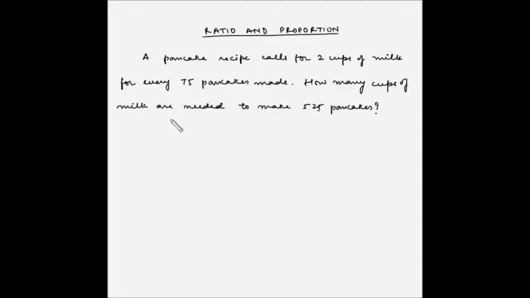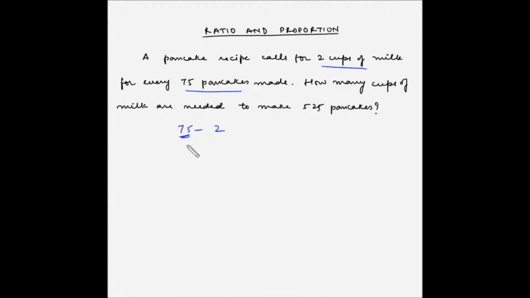So here there are multiple ways of arriving at the solution. But let's first understand the question. For every 75 pancakes that are made, we need 2 cups of milk. So let's say we double the number of pancakes. For 75, we need 2 cups of milk.